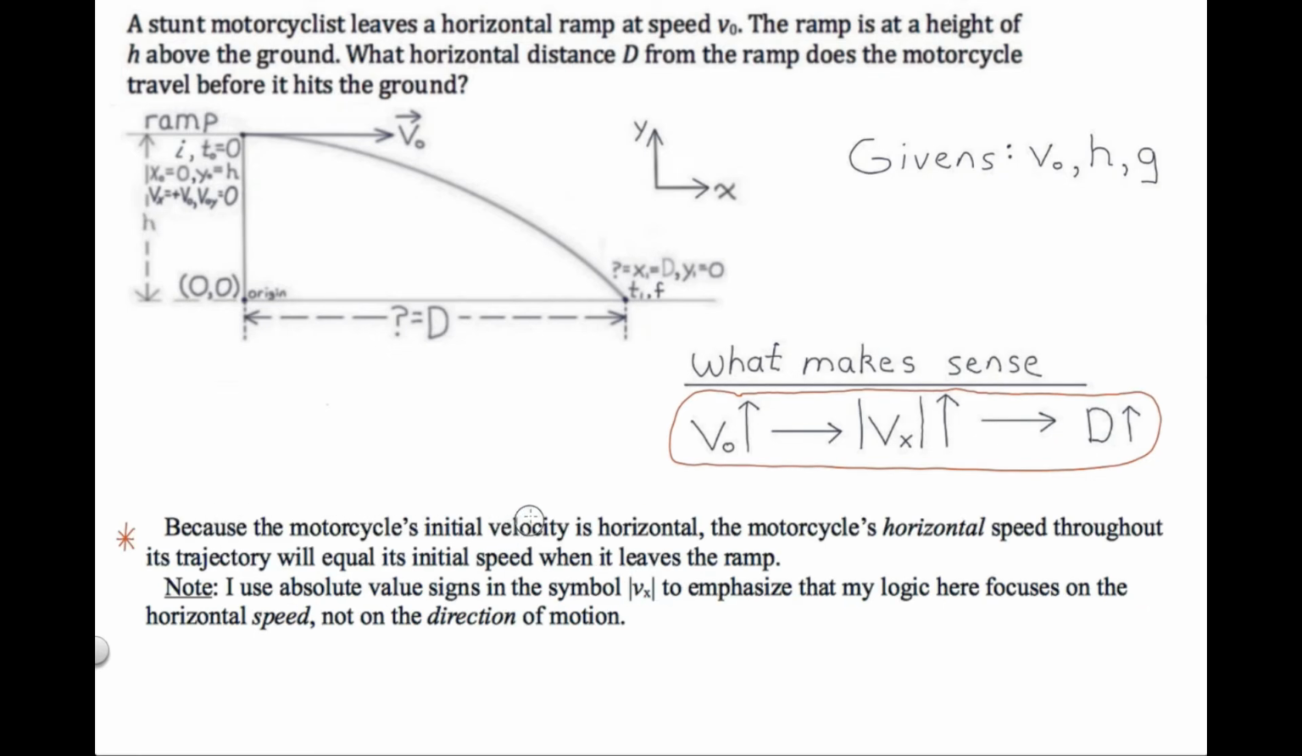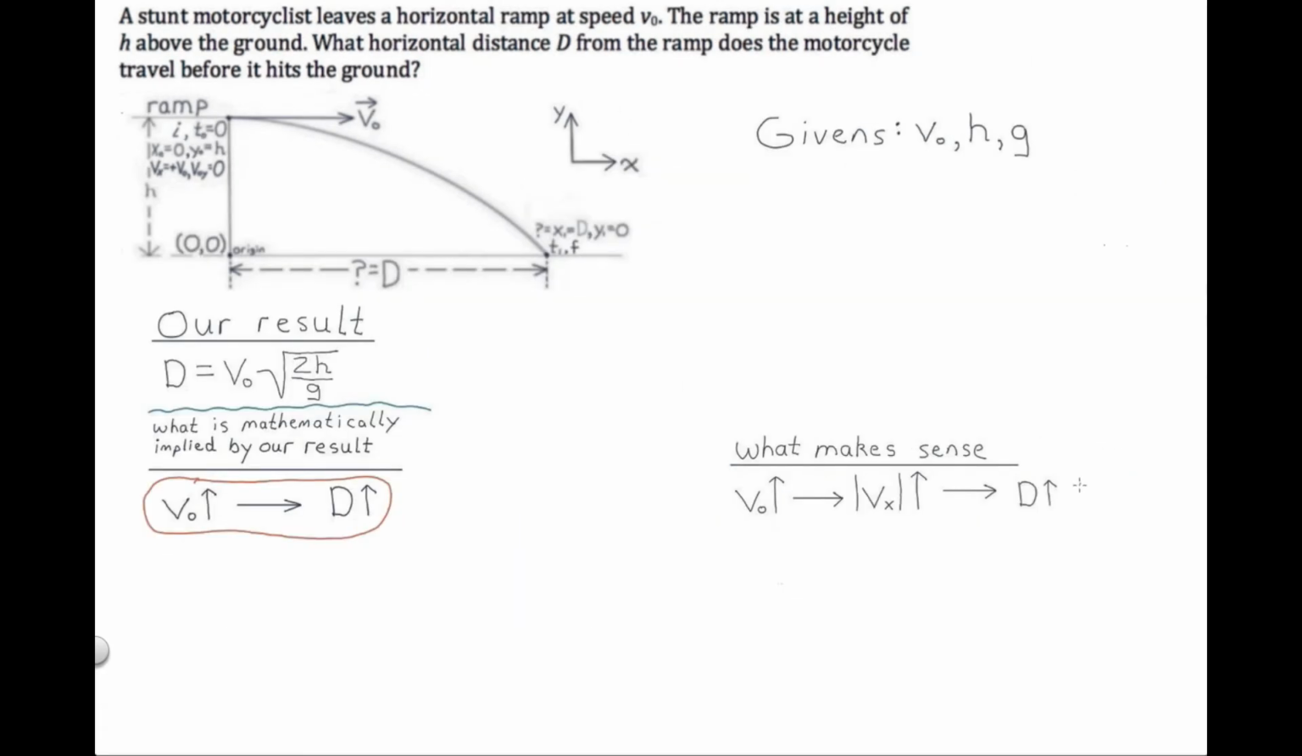Because the motorcycle's initial velocity is horizontal, the motorcycle's horizontal speed throughout its trajectory will equal its initial speed when it leaves the ramp. So, if we increase the initial speed, we increase the horizontal speed. If the motorcycle is moving with a greater horizontal speed, then it makes sense that the motorcycle will travel a greater horizontal distance. So, yes, it does make sense that increasing v0 will increase capital D.